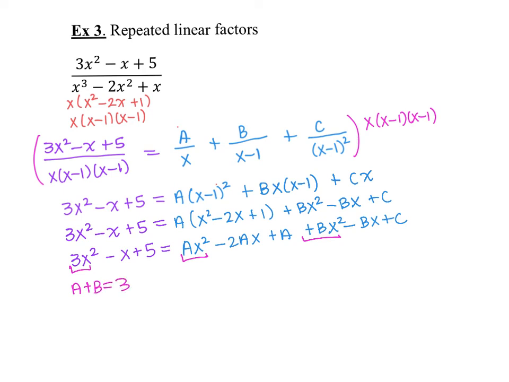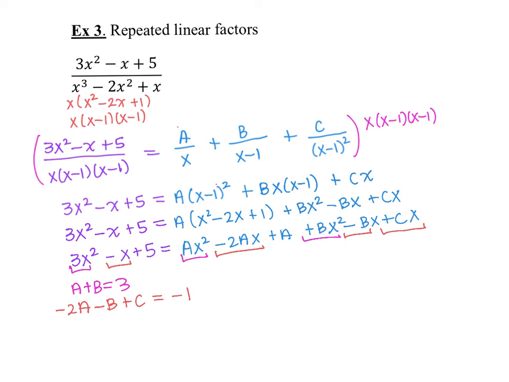Okay, let's see what else. For the negative 1x, I have negative 2ax and negative bx. Oh, nope, I lost my x at the end. Plus cx. That's why you've got to be careful. That would have messed up my entire equation. Okay, so negative 2a minus b plus c equals negative 1.